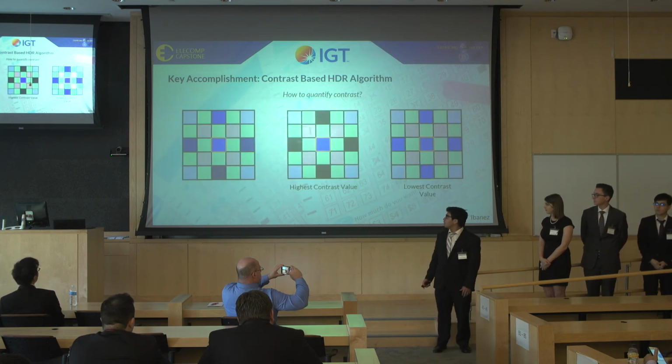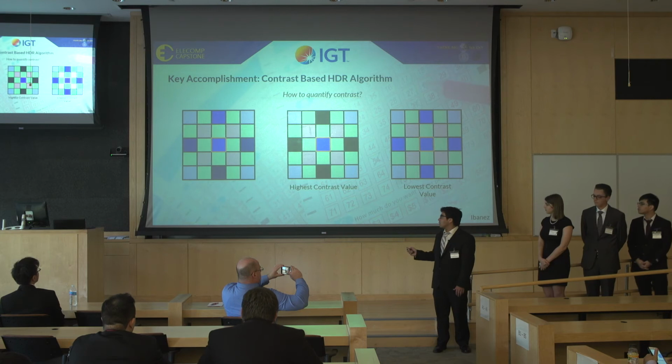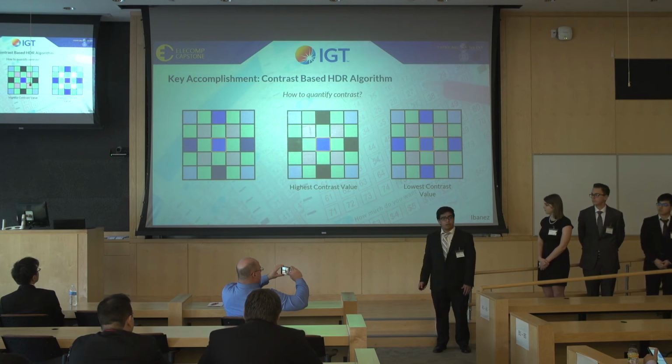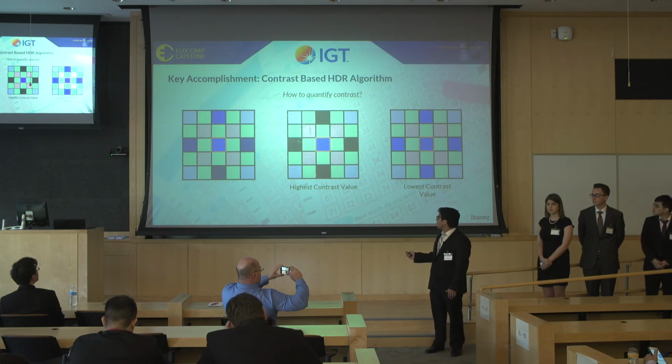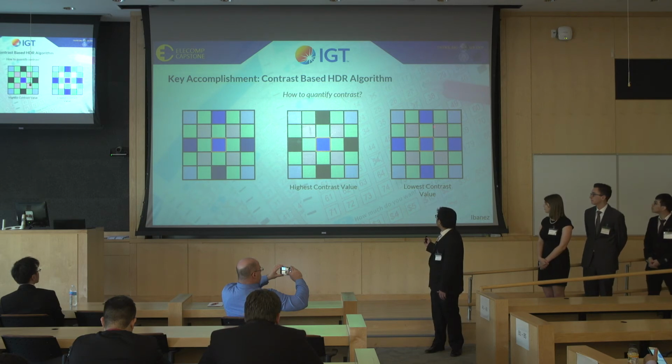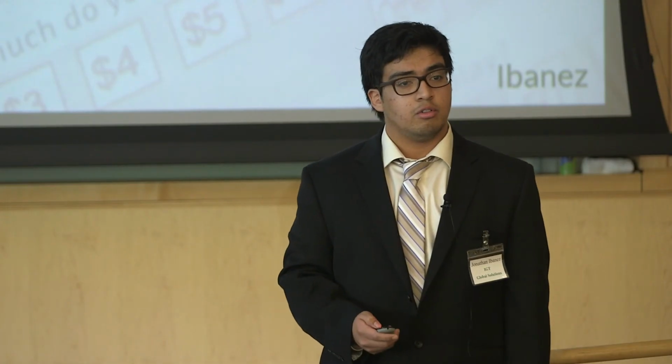So we quantified contrast by looking at a pixel's neighbors in the Bayer pattern, as shown here. We got a contrast value by determining the difference between that pixel and its neighbors. So here we have the highest contrast value possible, and here's the lowest contrast value possible, when all the pixels are the same. We were able to use these contrast values to implement an HDR algorithm.